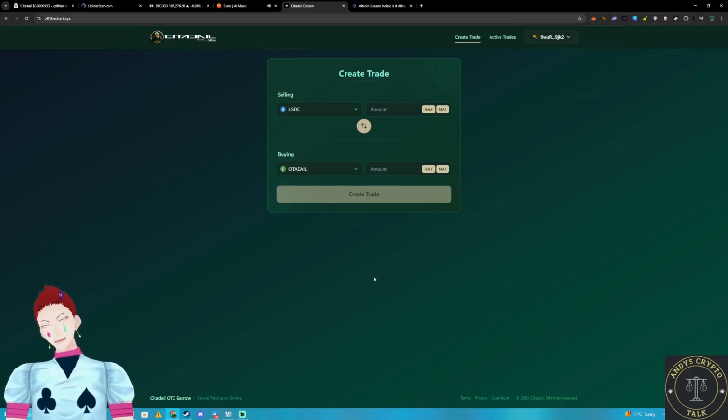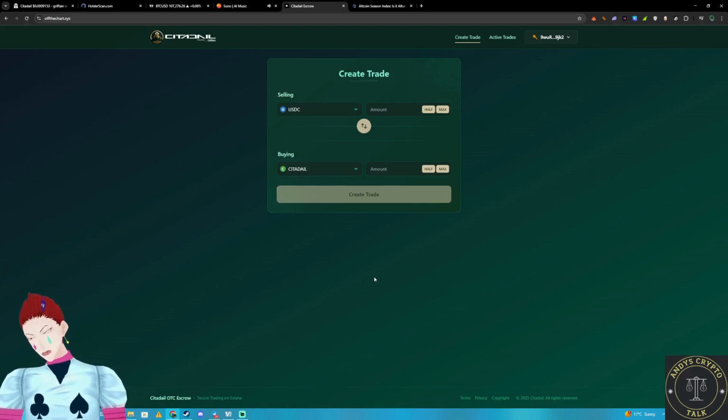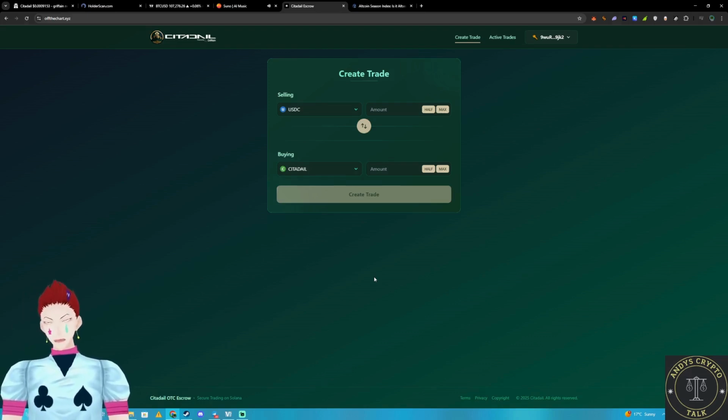So again, a good way for you to keep privacy if you want to create trades between wallets. It will also remove bubbles on Bubble Map. So there are many uses of this off the chart platform, guys.